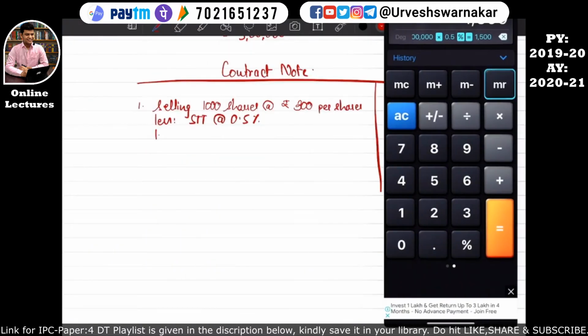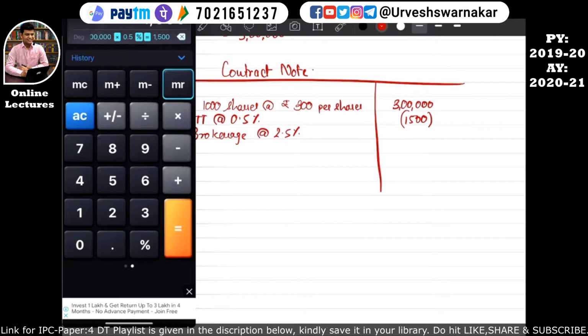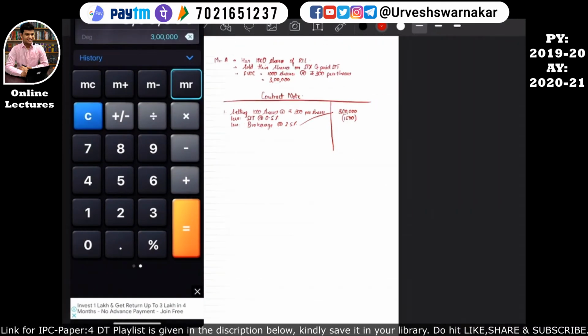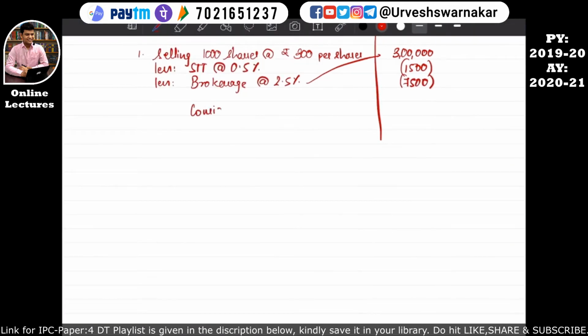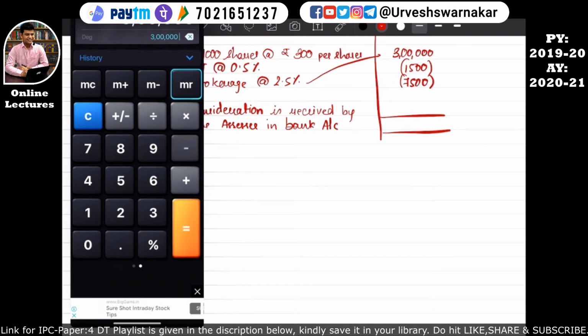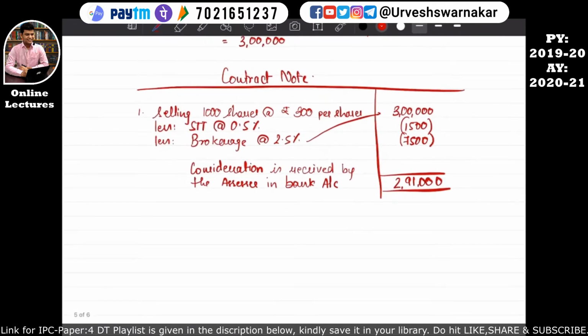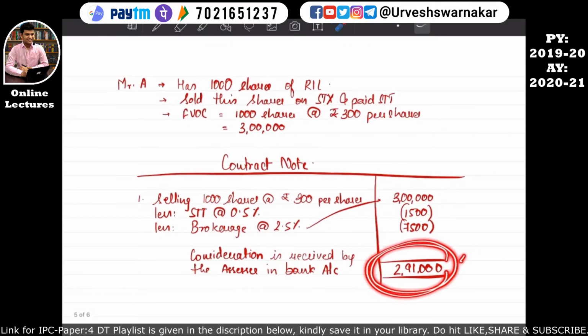And he deducts brokerage at the rate of 2.5%. Let's calculate 2.5% on this 3 lakhs: 3 lakhs into 2.5%, which is equal to 7500. And finally the consideration is received by the assessee, that is our assessee Mr. A, in the bank account. So what is the final consideration received by this assessee? It will be equal to 3 lakhs minus 1500 minus 7500, which is equal to 2,91,000. So many times the assessee makes a mistake: he takes this 2,91,000 as the full value of consideration.